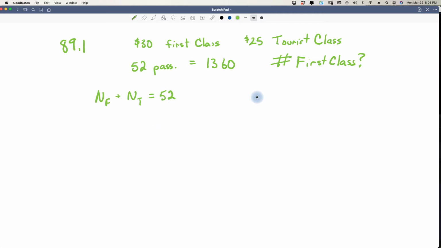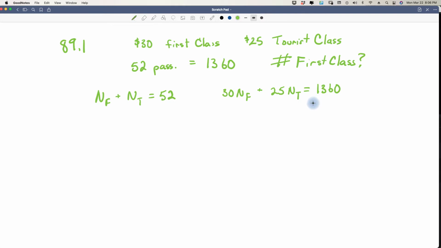Now we can create another true statement, and that is based on the value of those tickets. We know that 30 times the number of first class tickets plus 25, because that's the value of the ticket, times the number of tourist class tickets equaled $1,360. So that's another statement. That's how we're making our elimination and substitution equations from this information given. In order to do that, we have to have a total for the number and a total for the value. And we also have to know the value of each one. So we can do a comparative analysis using elimination or substitution.